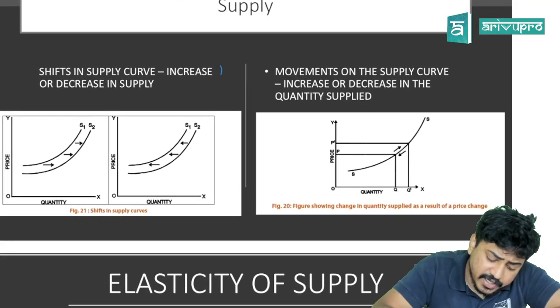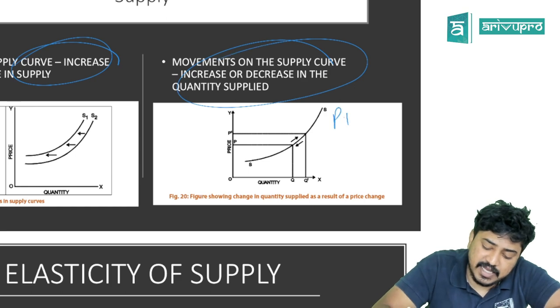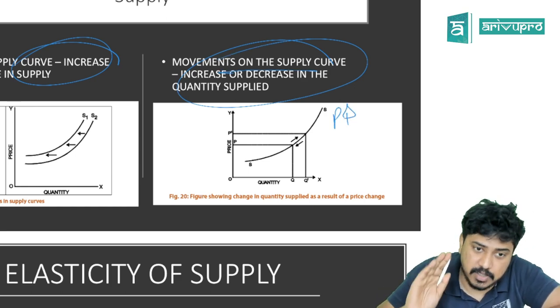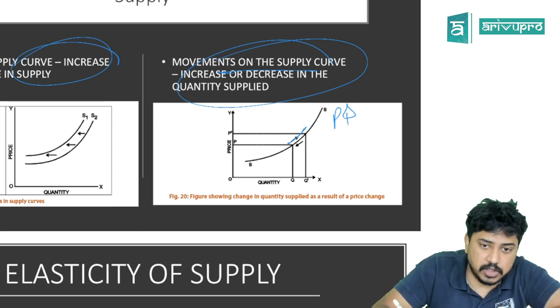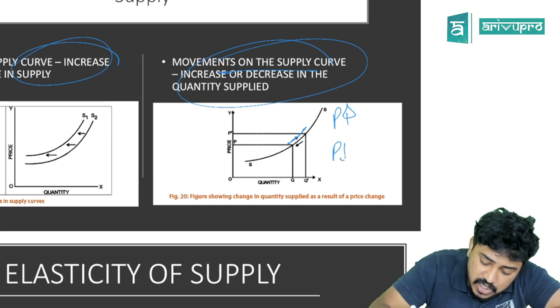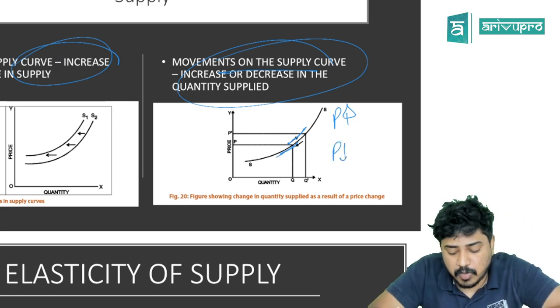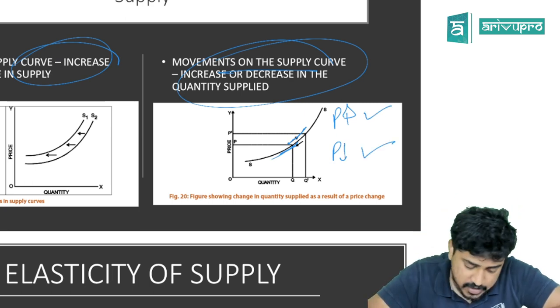Then we saw increase in supply and movement along the supply curve. If price changes, we call it movement along the supply curve. If price increases, we show an upward movement along the supply curve. If price is reduced, a downward movement along the supply curve. Or expansion of supply when price increases, contraction of supply when price decreases.